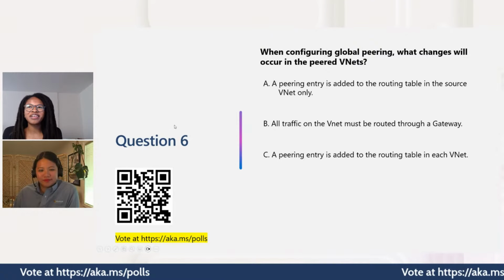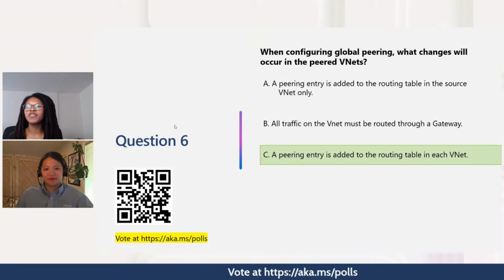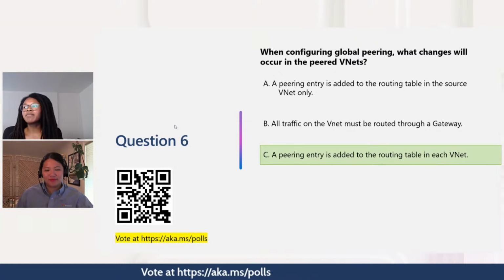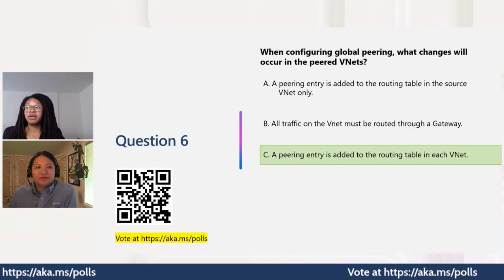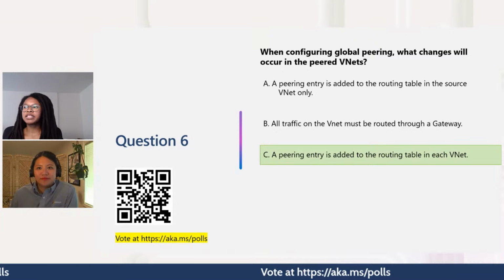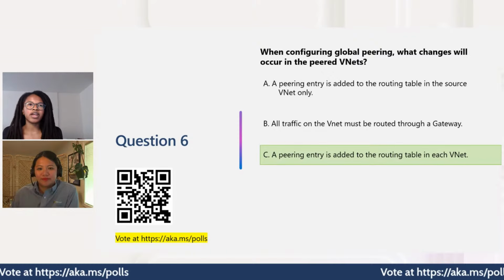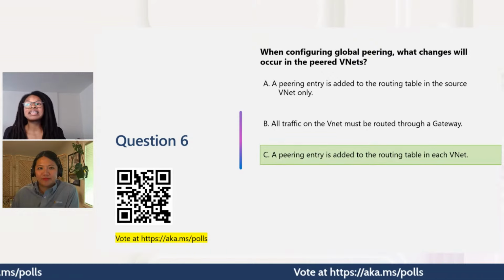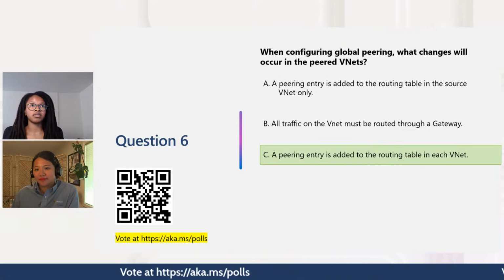Alrighty, let's go ahead and take a look at the results here. Nicely done, 100%. We know that a peering entry is added to something known as a route table, which is what we'll discuss now. What is a route table? But specifically the hint of, hey, when we establish this peering connection between these two virtual networks, it's going in both directions. So it makes sense that there's an entry in both of the virtual networks.